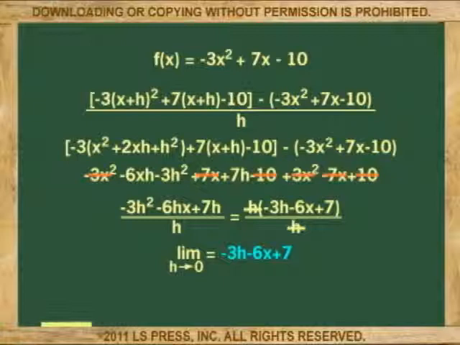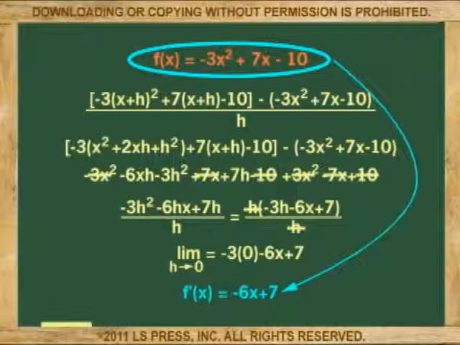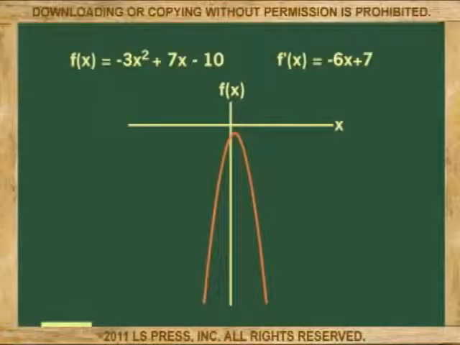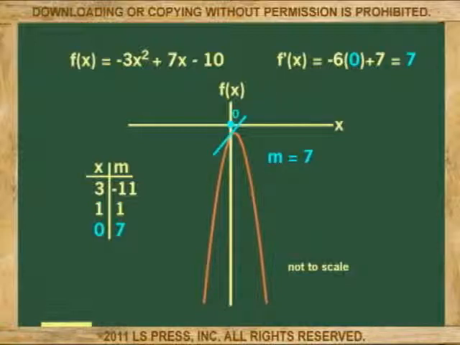Like we have done in the past, we find the limit of the function as h reaches 0. And the derivative of the original function of x equals negative 3x squared plus 7x minus 10 is negative 6x plus 7. Which means that when x is 3, the slope is negative 6 times 3 plus 7 equals negative 11. And when x is 1, the slope is positive 1. And when x is 0, the slope is 7, and so on.